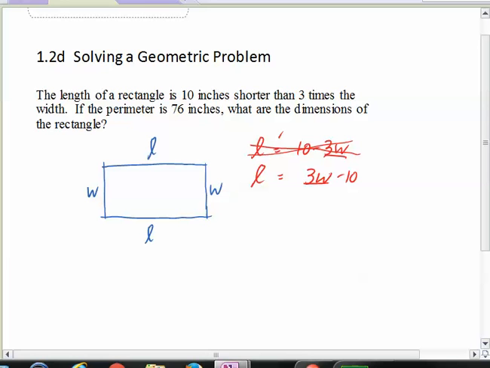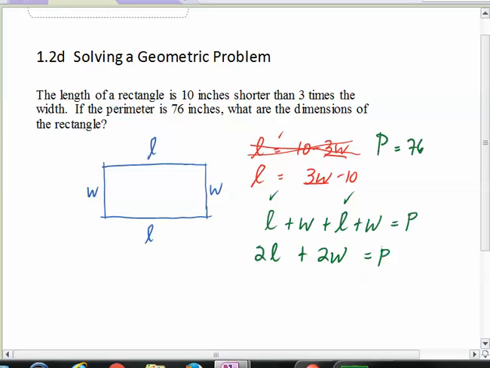Now, it says the perimeter is 76 inches. Well, how do I get the perimeter? I'm going to put this on here: P equals 76. There's that information. So how do I get perimeter? I know that the perimeter is L plus W plus L plus W. I'm going to have to remember a formula, and that's going to give me a perimeter. Now, I just happen to see that these are like terms. We just talked about like terms in the previous video. Be on the lookout for like terms. So this is 2L plus 2W, and that's equal to P.